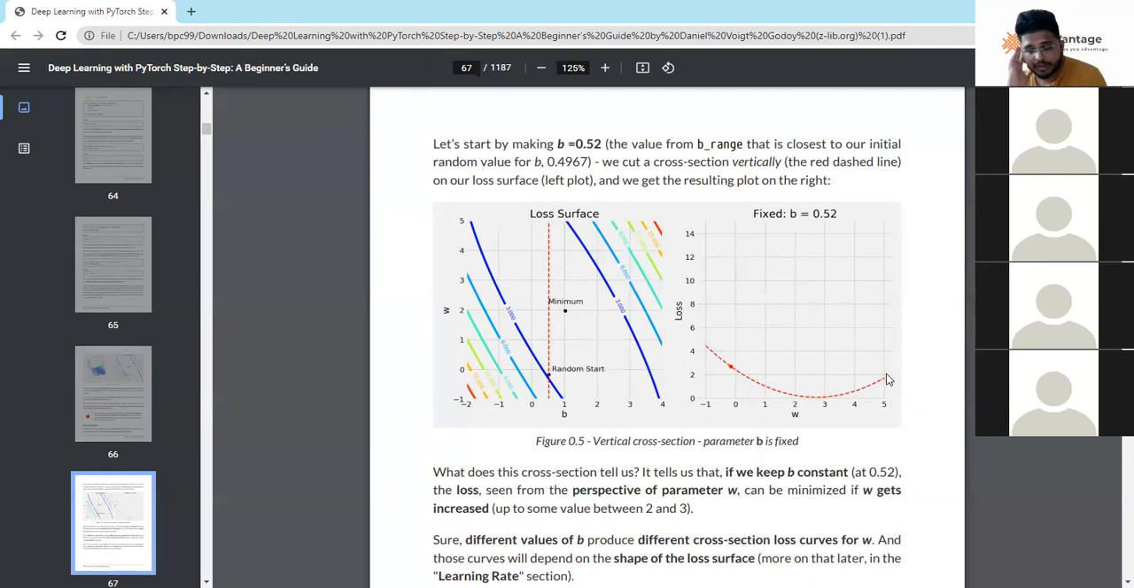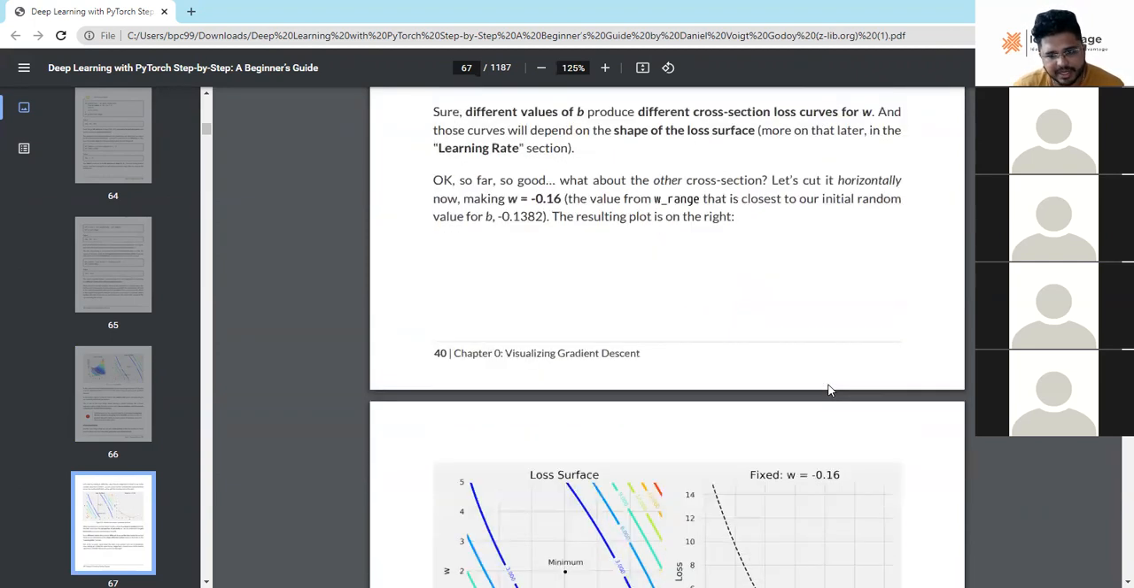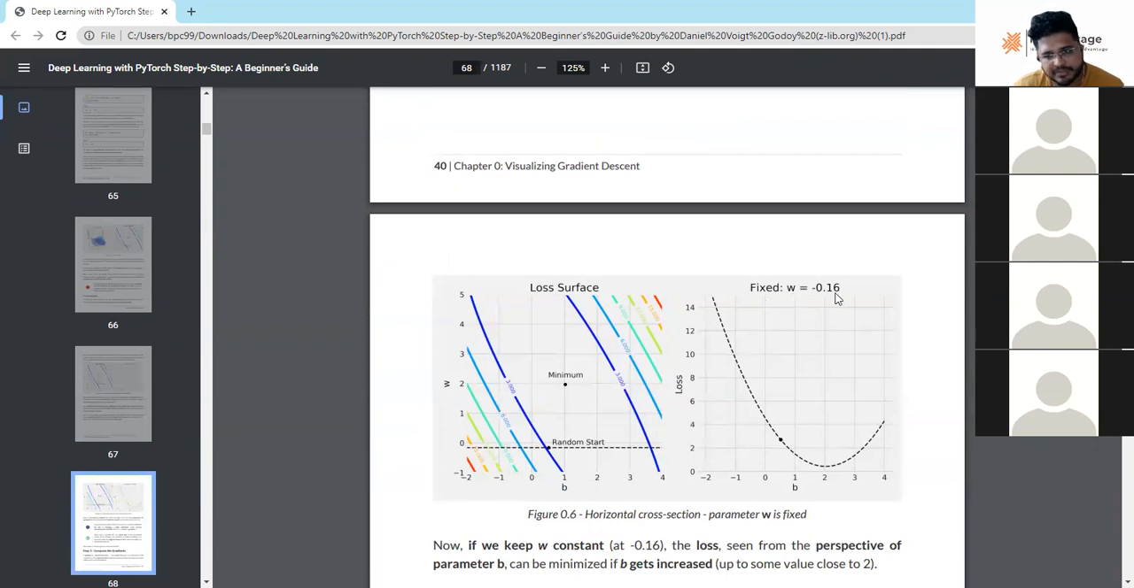And now this is to calculate how to reach from this red dot to this minimal point. It is very easy now. Now that's what it is telling here. See, keeping B fixed at 0.52, this is the way W will change. And similarly, keeping the value of W fixed, this is the way B will change.